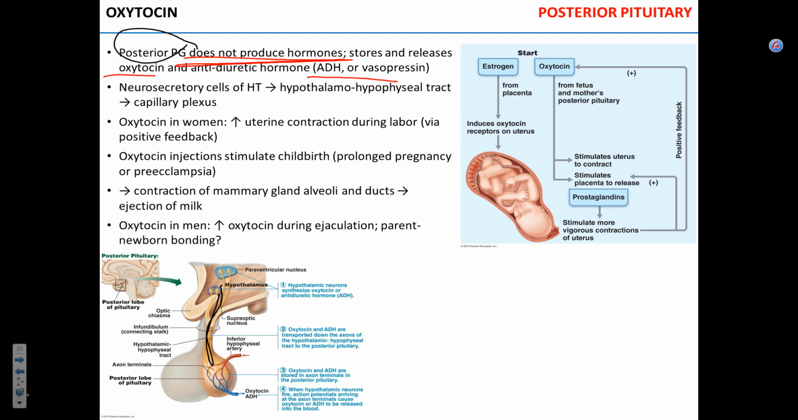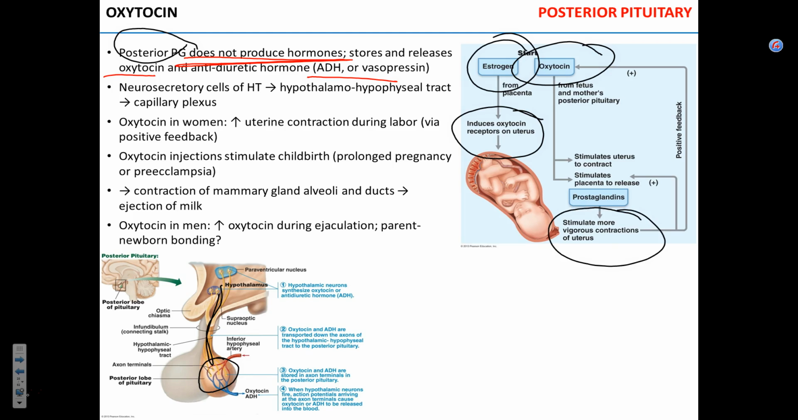Okay? And they release hormones into the tissue of the posterior pituitary gland. When there is a stimulus for oxytocin release into the blood, the posterior pituitary releases it. It does not produce it, just releases it. And they go in the blood and do whatever. Okay? So, estrogen stimulates receptors for oxytocin. Oxytocin, by itself, is stimulated by the uterine contractions.